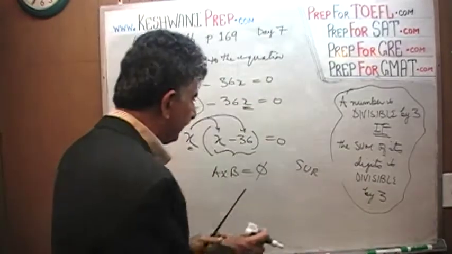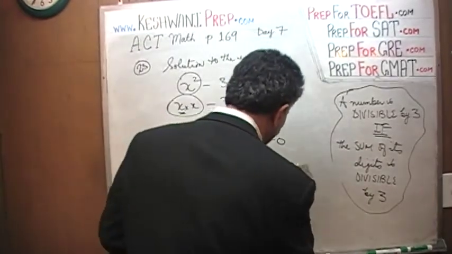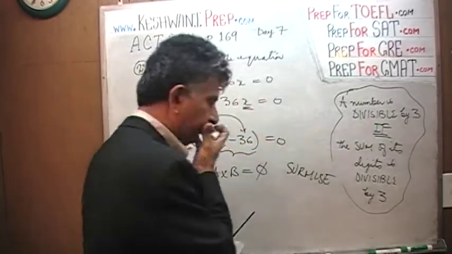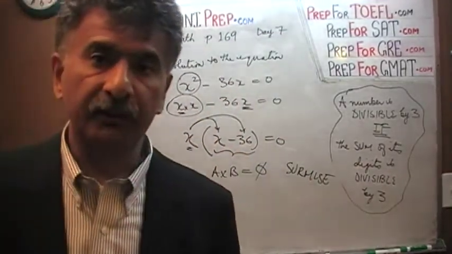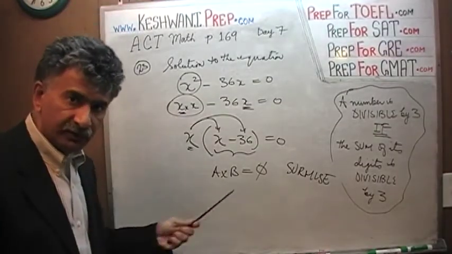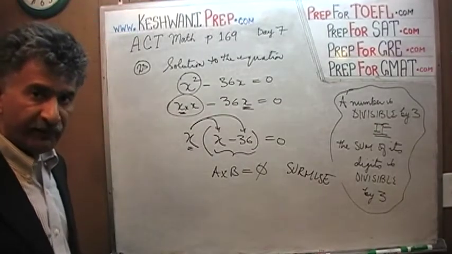If you are told that a times b equals 0, what do you surmise from that? What do you infer from that? What do you gather from that? Well, we gather that if the product of two quantities is 0, then there are only two possibilities.